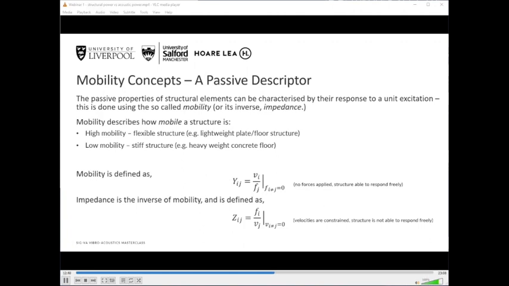Now, often when dealing with structural elements, you will also run into the notion of impedance. This is another passive property, and it's just the inverse of the mobility. It's defined with a similar looking equation like this.